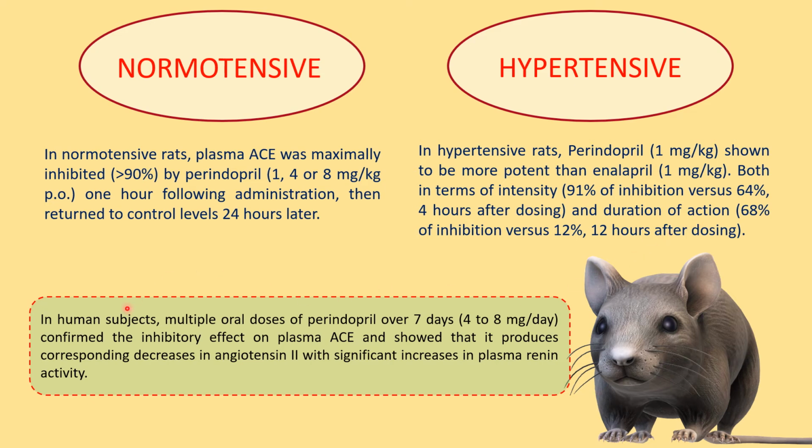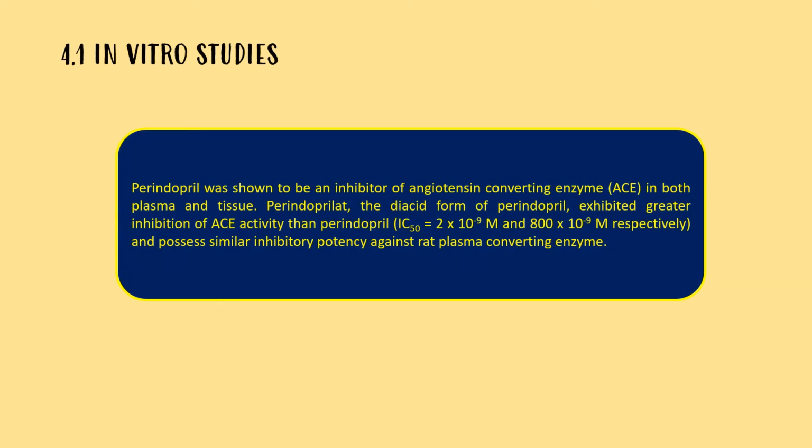And on the other hand, in human subjects, multiple oral doses of perindopril confirm the inhibitory effect on plasma ACE, resulting in a significant increase in plasma renin activity. And in in vitro studies, perindopril was shown to be an inhibitor of ACE both in plasma and tissue. Perindoprilate exhibits greater inhibition of ACE activity than perindopril and possesses similar inhibitory potency against rat plasma converting enzyme.